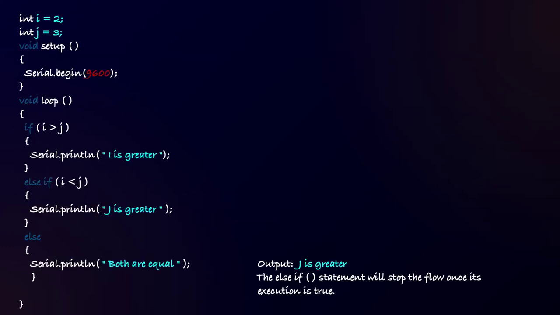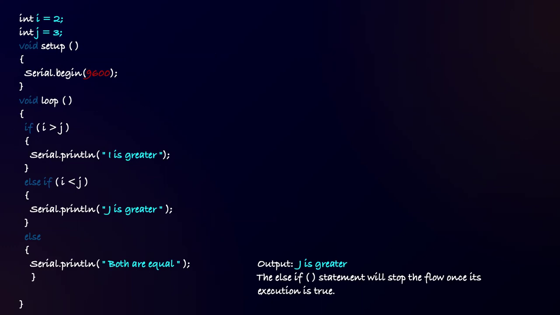See this code. int i equal to 2, j equal to 3. Void setup, Serial.begin 9600. Void loop. If i greater than j, print i is greater. Else if i less than j, print j is greater. Else print both are equal.